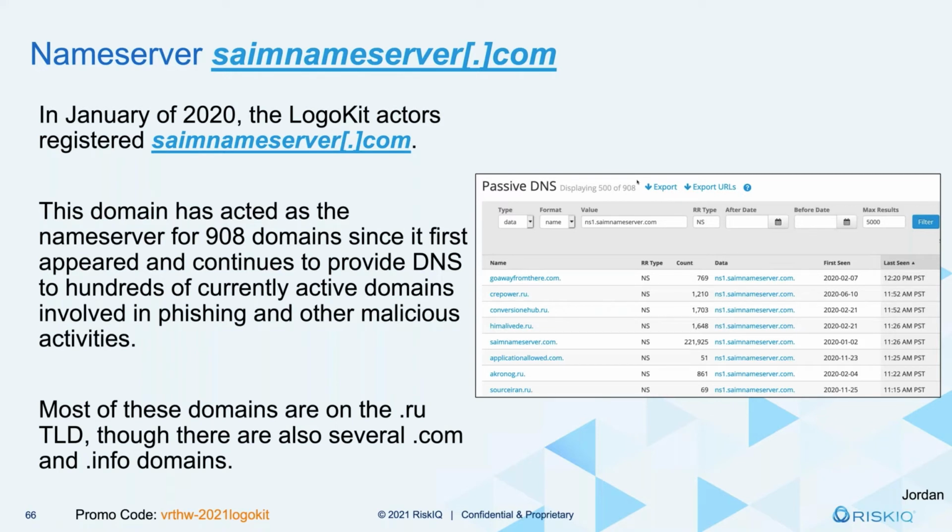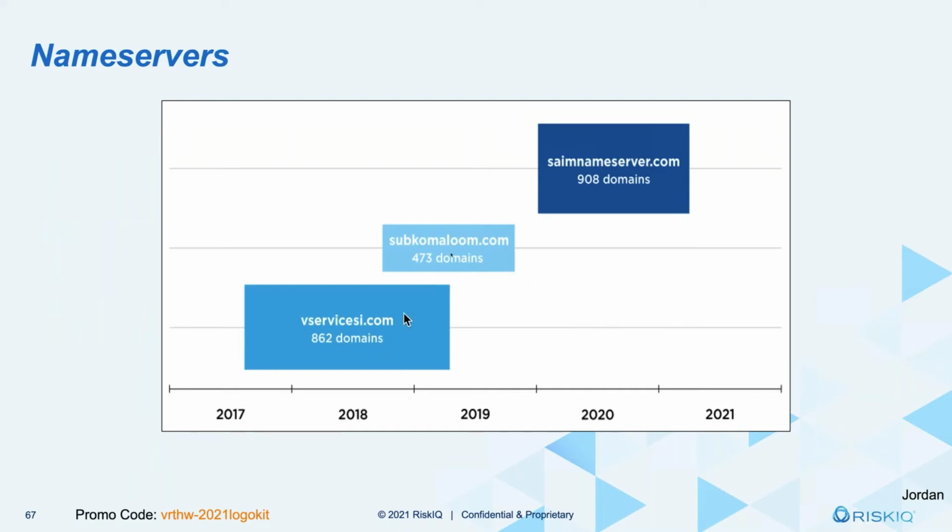In January of 2020, the LogoKit actors registered saimnameserver.com. That domain's been a name server for 908 domains since that time, and I believe it continues to operate. Most of these domains are on the .ru TLD, there are several .com and .info names, but they all seem to be engaged in similar phishing activity and other malicious stuff. And this is just a graph to show the timeline of when the name servers were in use and, relatively, how many domains they are associated with.